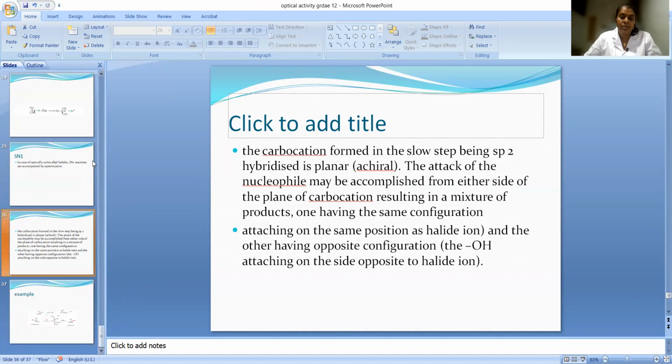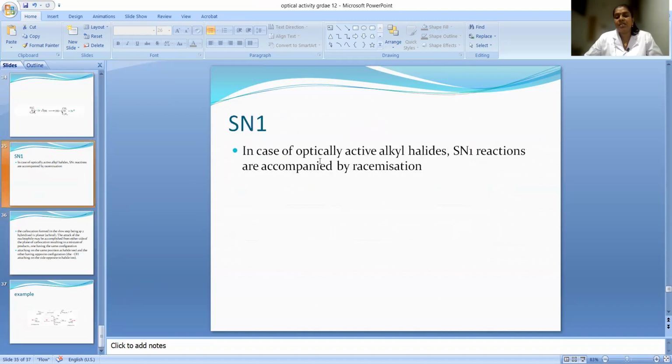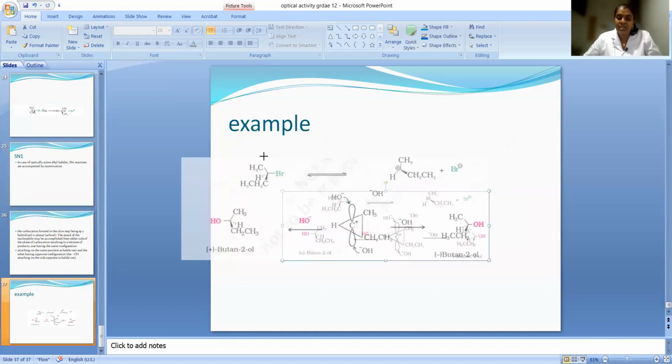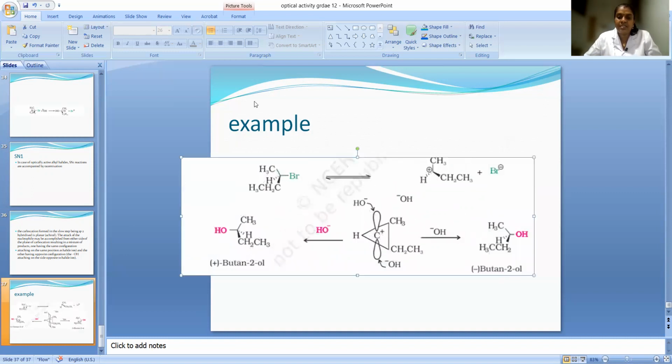And now let us see the SN1 mechanism. In the case of an optically active alkyl halide, an SN1 reaction proceeds with racemization. Very important. This is an example of an SN1 reaction, and it is a two-step mechanism, as we discussed yesterday. First, this bond breaks and forms a carbocation. Now look at the hybridization: 1, 2, 3 bonds, so sp2 hybridization, and its shape will be trigonal planar. The central carbon, C plus, has a trigonal planar shape.